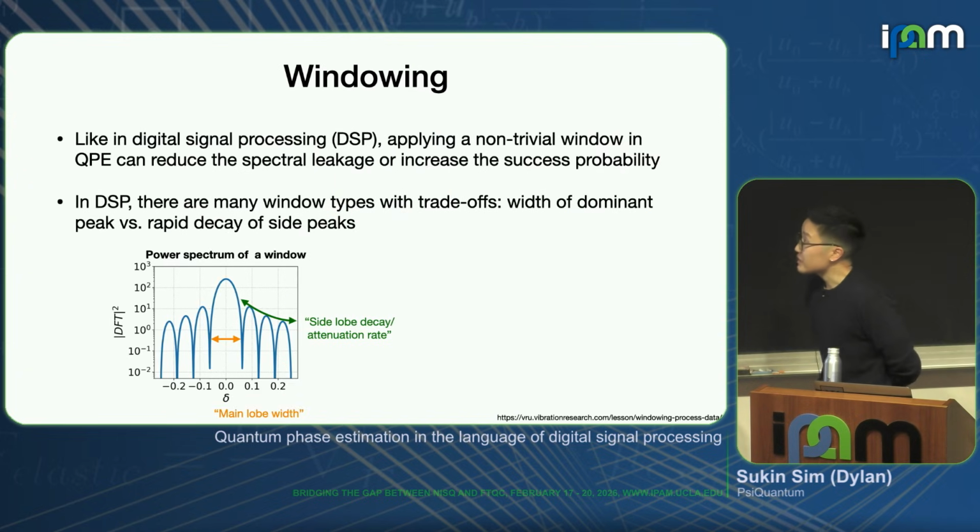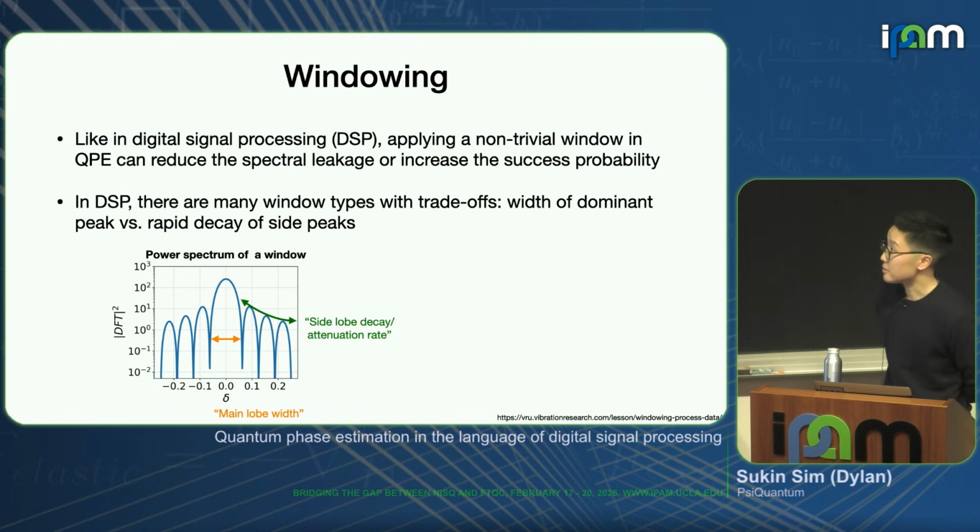And so as a brief summary in terms of windowing, just as we see in digital signal processing, or DSP, applying a non-trivial window in phase estimation can reduce the effects of spectral leakage, which in our case corresponds to increasing the success probability of drawing a state that is sufficiently close to the true eigenphase.